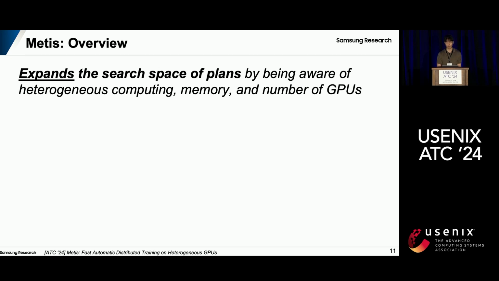So to solve this limitation, we propose Metis, a system that automatically finds good parallelism plans on heterogeneous GPUs. Instead of abstracting the heterogeneous GPUs as homogeneous ones and the GPU cluster as a two-dimensional grid, Metis expands the search space of plans by being aware of heterogeneous computing, memory, and the number of GPUs. As a result, Metis can explore efficient parallelism plans that existing work does not cover on heterogeneous GPUs.